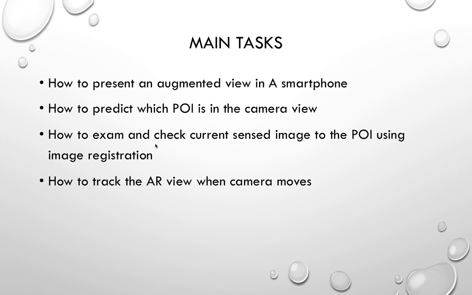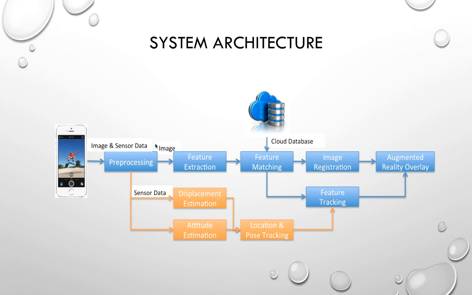It is different from purely image-matching-based augmented reality, because we predict the POI in your camera view through the inertial sensors. So you only need to perform image matching for the detected POI. Then when your camera moves, we need to track the AR view. So these are the 4 basic tasks in our project.